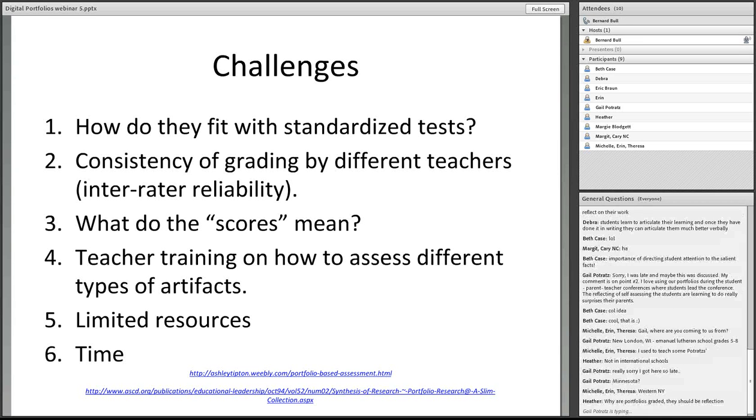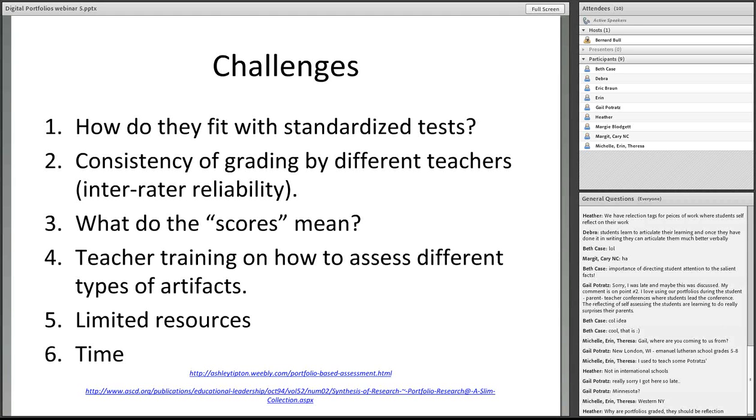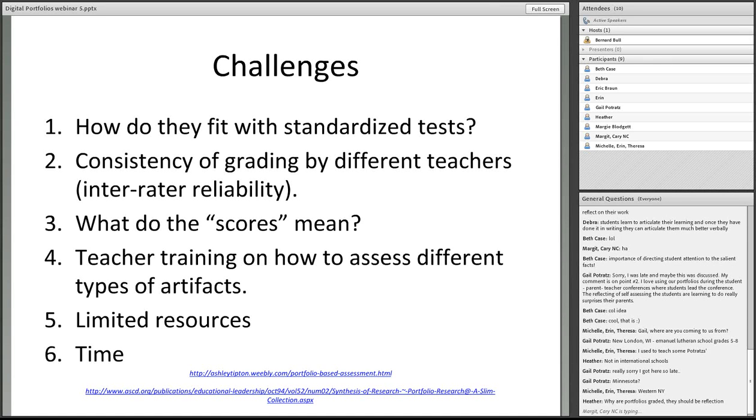Now, the reality, though, is is there any inter-rater reliability with traditional letter grades? There have been plenty of studies indicating that letter grades are a problem in that regard as well.